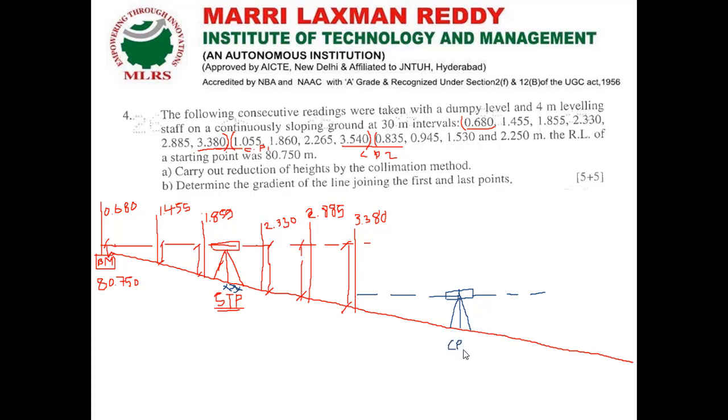So this is our first change point. With respect to this position, whatever the last staff reading was, we have to take it once again in that place, now without changing the staff position, so that we are getting the reading of 1.055. So likewise we have to continue our process. Here the height of the staff is 1.055. After a 30 meter interval, the reading is 1.860.